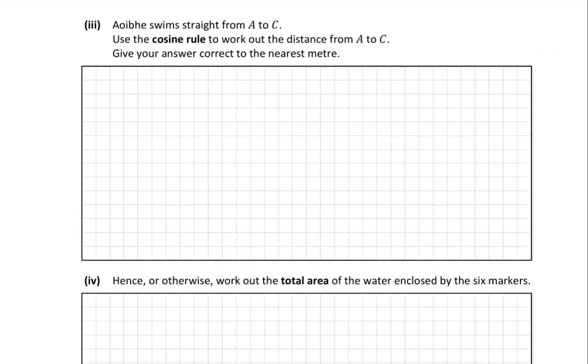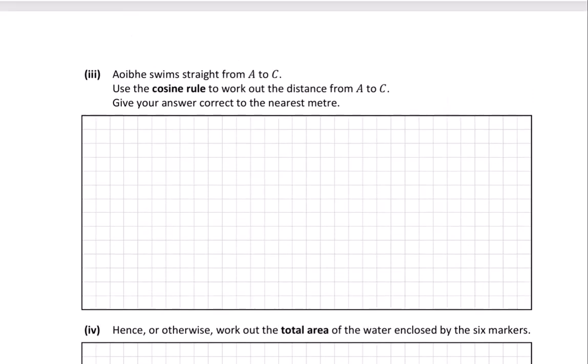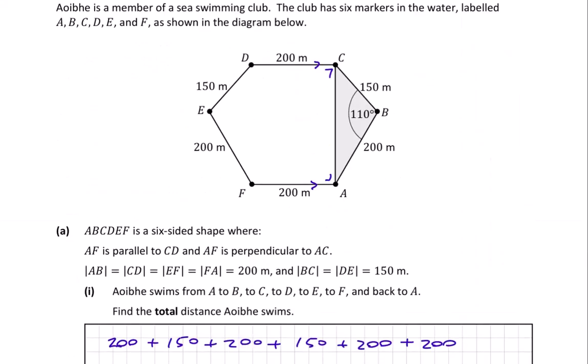Okay, so the third one then. Eva swims straight from A to C. Use the cosine rule to work out the distance from A to C. Give your answer correct to the nearest meter. Okay, so they're telling us what to do here. So we've got to find this distance here from A to C. Again, we have two sides and the enclosed angle, and we need to find the opposite side to the angle. So we can use the cosine rule.